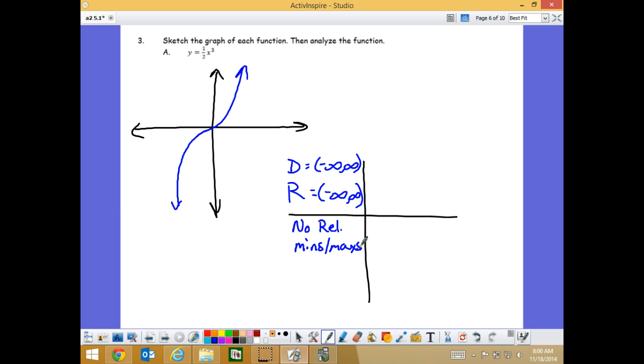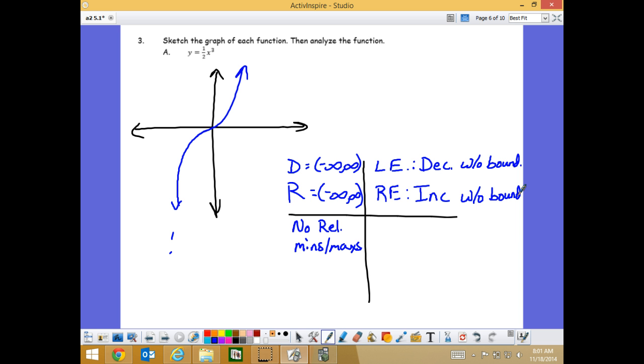Third, the end behavior. What is this doing at the left end? Well, at the left end, this is going down forever and ever and ever. So we say that on the left end it is decreasing without bound. And then on the right end, it is going up and up and up and up. So we say it is increasing without bound.